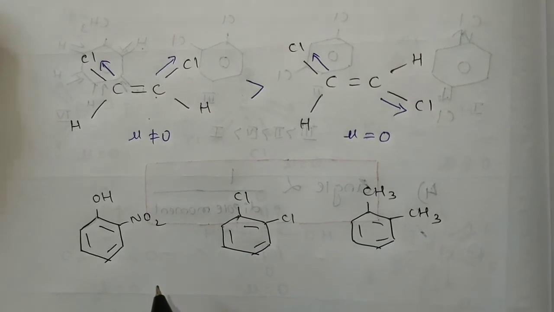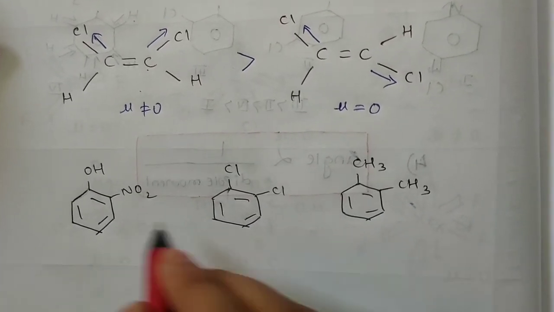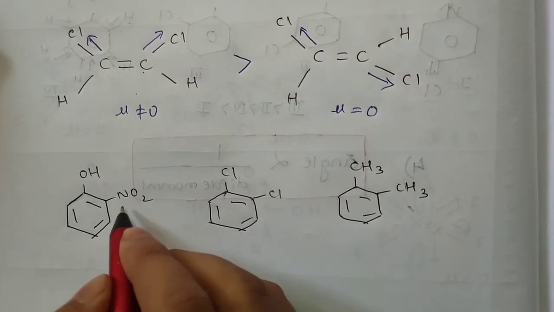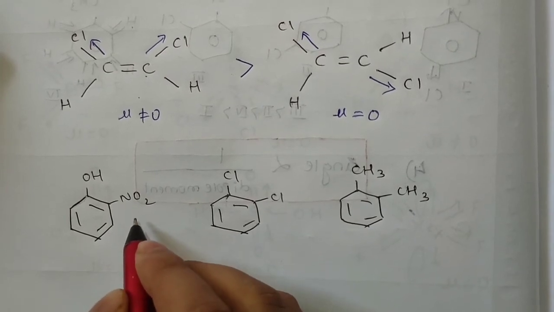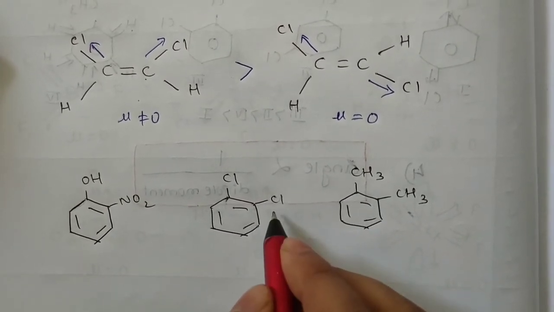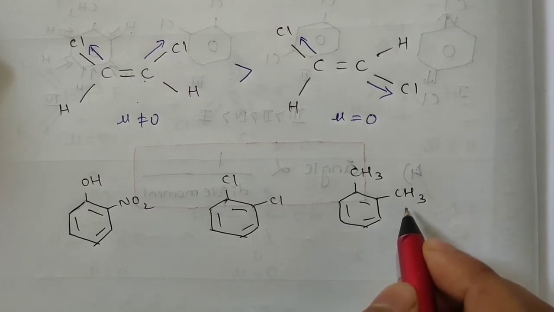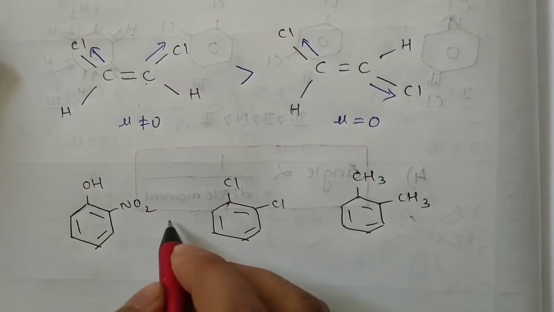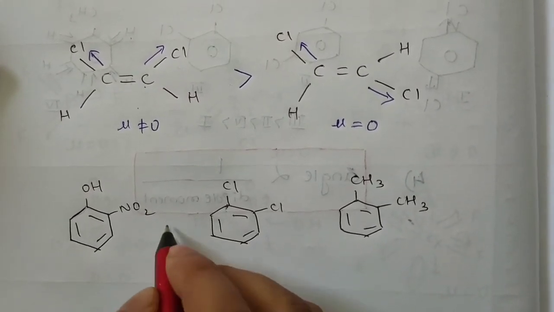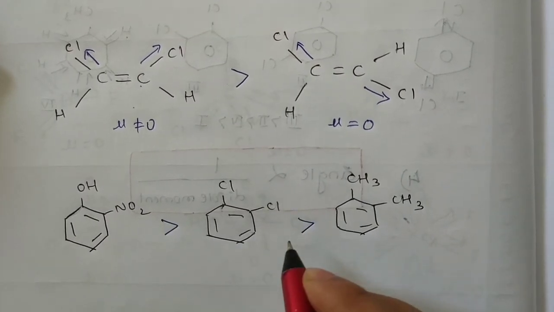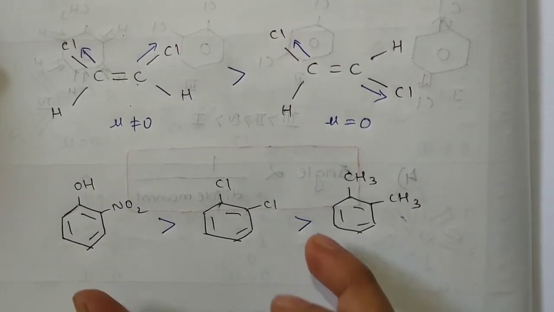Come to this category. So you know that everything is an ortho isomer, and here this NO2 group is nothing but a minus I effect and minus M effect, and here it is a minus I and a plus M effect. So this is a purely plus I effect. So that's why this orthonitrophenol will be greater than these compounds. So the dipole moment value will be in this order.